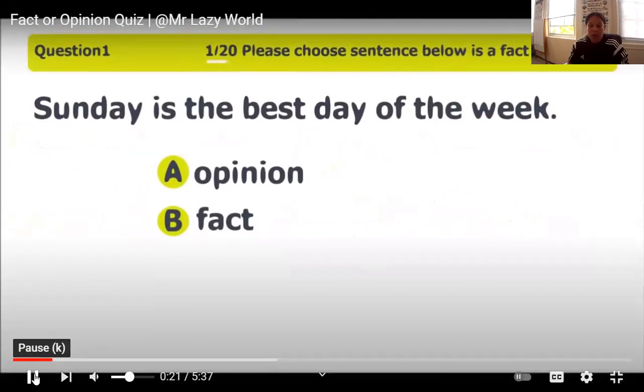All right, so the first sentence: Sunday is the best day of the week. You have to decide if this is an opinion or a fact. So remember, facts are something that's always true. You can prove it, then you will put an F. If you think it's what someone thinks, feels, or believes, you put an O. Okay, so put your answer down next to number 1.